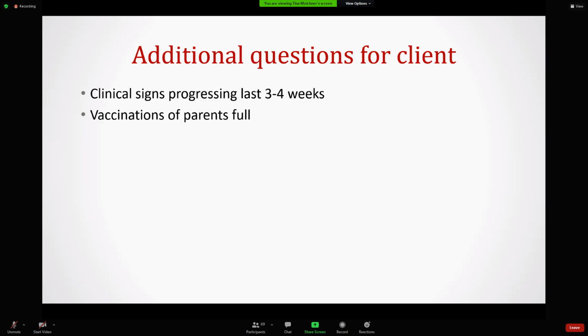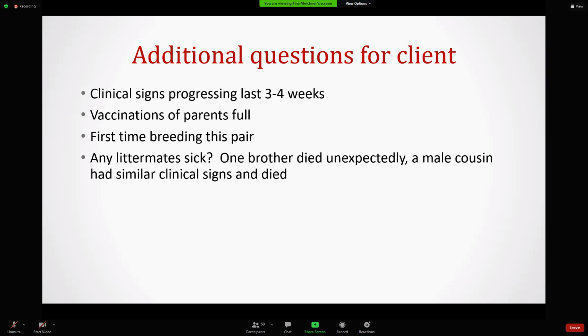Parents are fully vaccinated. It's the first time they were breeding this pair together. One brother of this puppy died, and they don't know why. It happened unexpectedly. And interestingly, a male cousin also had similar clinical signs and also died. Since the dog has been sick for a few weeks, would you want to ask about maybe certain treatments?